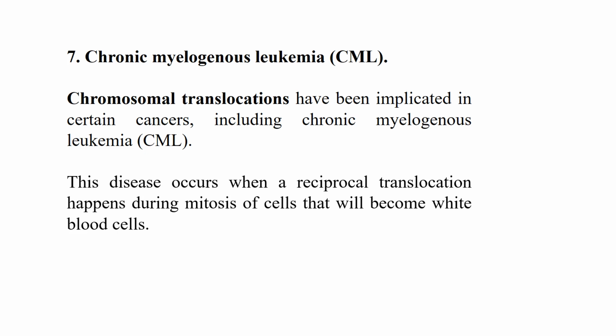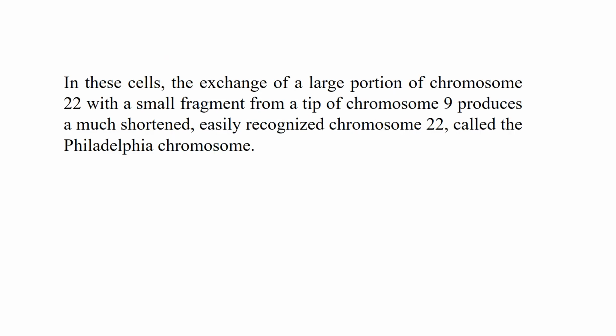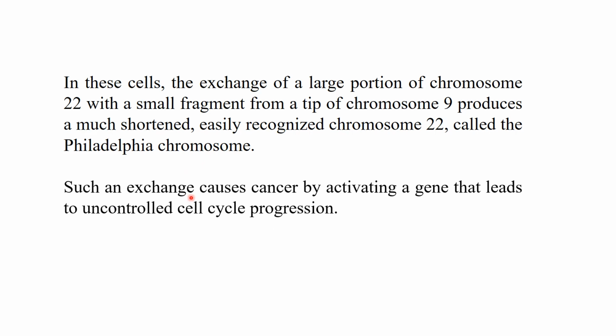leukemia. Leukemia is a cancer of the white blood cells. In these cells, the exchange of a large portion of chromosome 22 with a small fragment from the tip of chromosome number 9 produces a much shortened, easily recognized chromosome 22 called the Philadelphia chromosome. Such an exchange causes cancer by activating a gene that leads to uncontrolled cell cycle progression. WBCs की जो cell growth है वो uncontrolled हो जाएगी and their cells undergo the process of cancer, and this type of cancer is called leukemia.